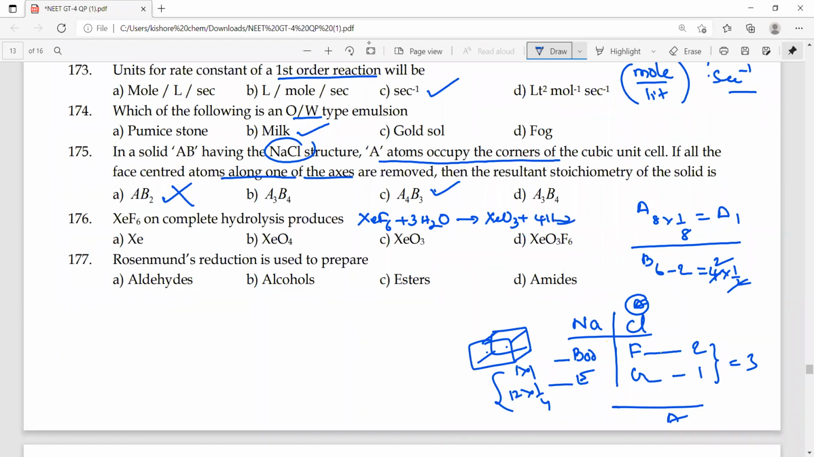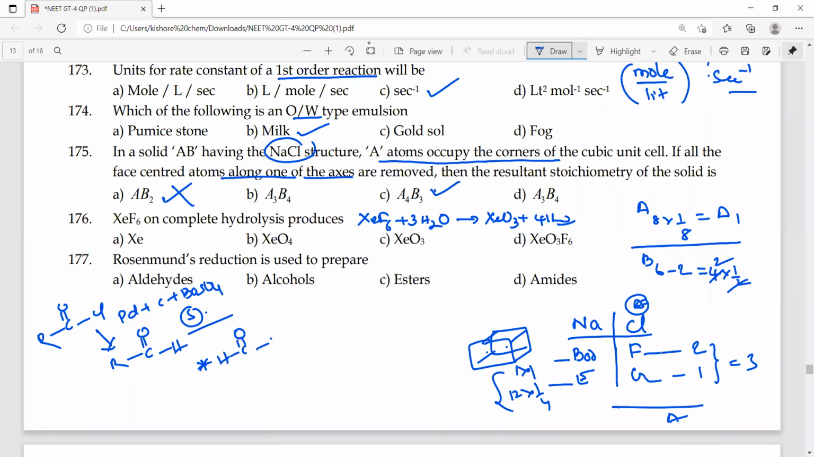Next, Rosenmund reaction. In the Rosenmund reaction, aldehydes are prepared from acyl chlorides. The reagent is palladium, carbon, barium sulfate, with sulfur or quinoline as a poisoning agent. Acyl chloride gives aldehydes; we cannot prepare ketones. Remember another point also: by this method we cannot prepare formaldehyde from formyl chloride. Except formaldehyde, the remaining aldehydes are prepared.